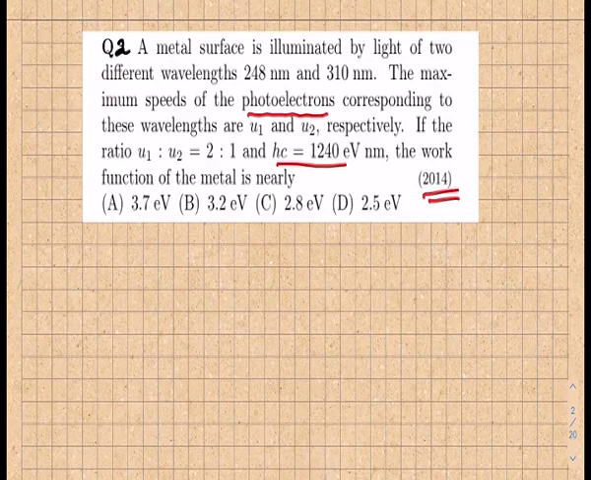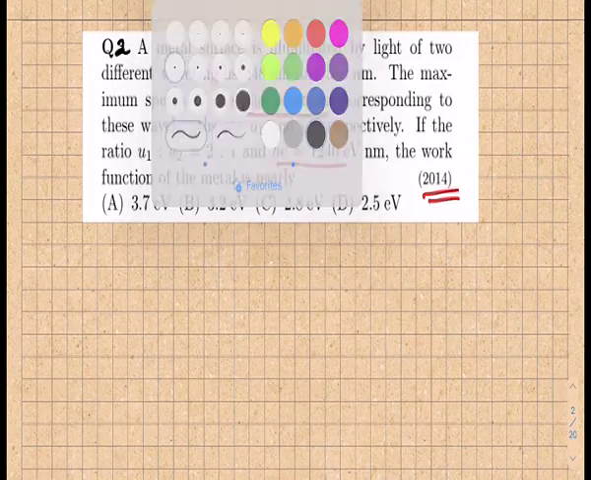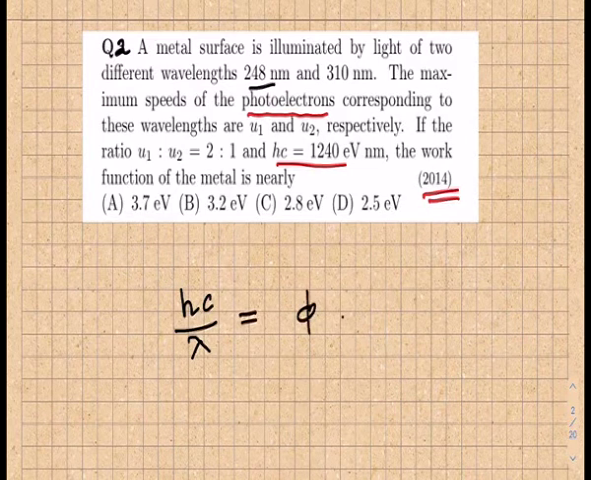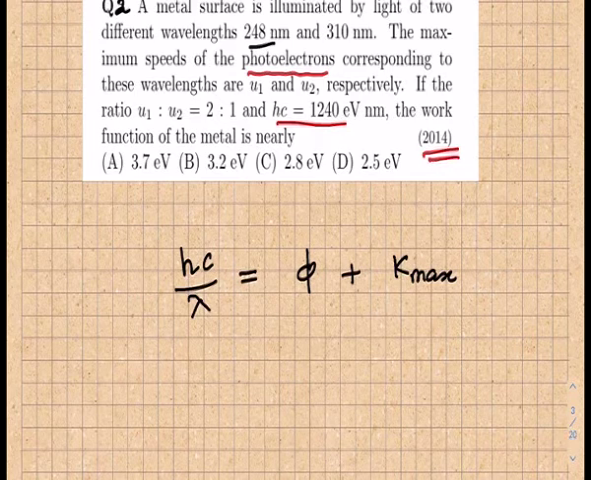Here again, this is a problem from photoelectric effect. So here you have hc by lambda, because I have to write it in this format since wavelengths are given. hc by lambda is equal to the work function of the metal plus the maximum kinetic energy. Now corresponding to the wavelengths 248 nanometer and 310 nanometer, I can write the kinetic energy like this.